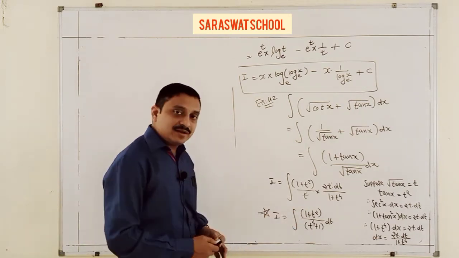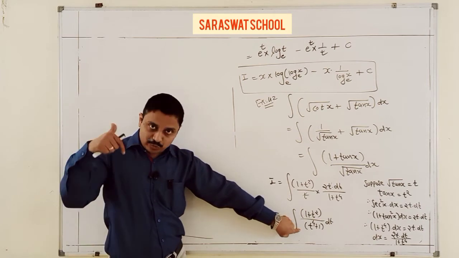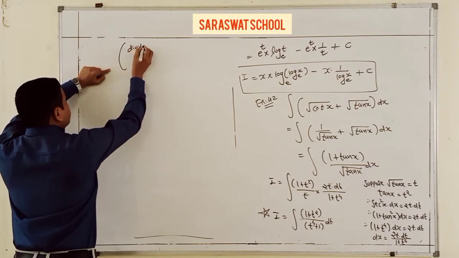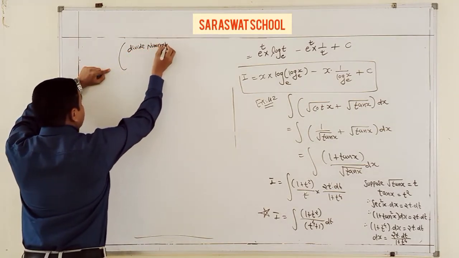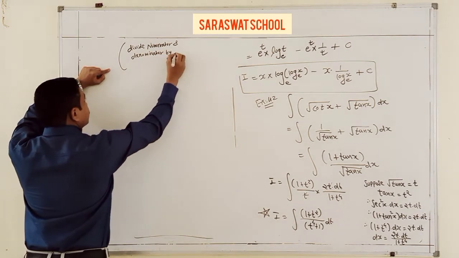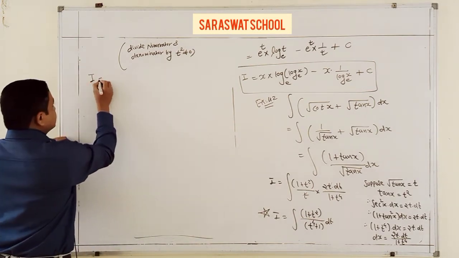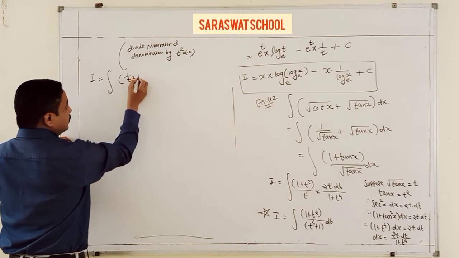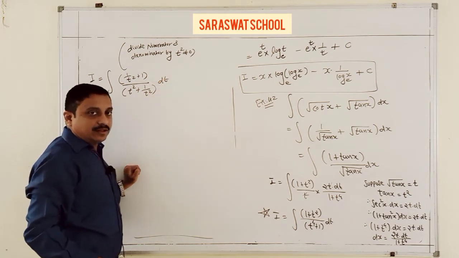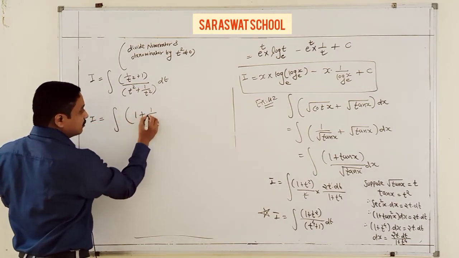Yes, students. Again, repeat. Whenever there is 4 power in the denominator and 2 power in the numerator, then you can divide numerator and denominator by t square, t not equal to 0. Why am I doing that? I explain to you. It is 1 by t square plus 1 by t square plus 1 by t square dt. Actually, this part is for which derivative? So I just write down 1 plus 1 by t square.